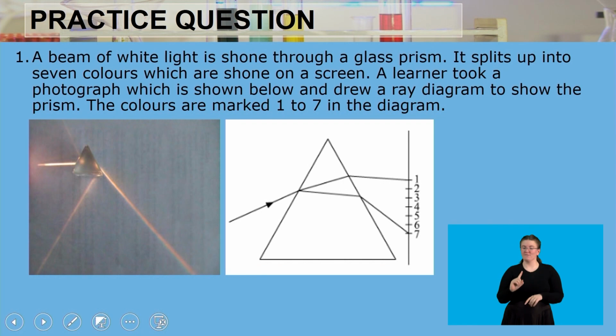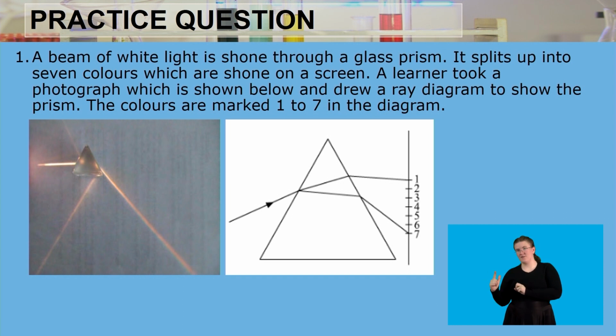So to start with our practice questions, the first question that we are given says, a beam of white light is shown through a glass prism. It splits up into 7 colors which are shown on a screen. A learner took a photograph which is shown below and drew a ray diagram to show the prism. The colors are marked 1 to 7 in the diagram.